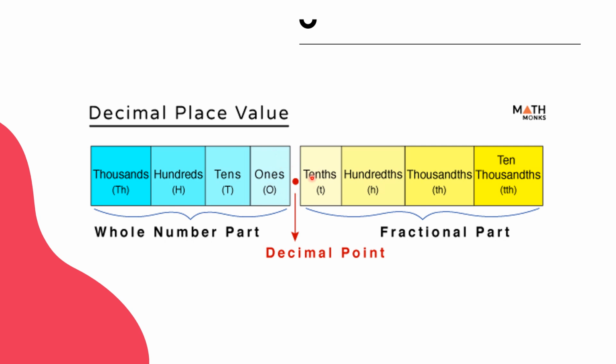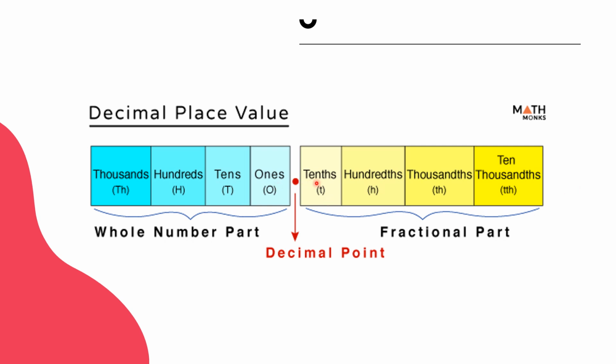So we see our decimal point here in the middle in red. To the left of the decimal point, we've got our whole number part. And to the right of the decimal point, we've got our fractional part. Whenever we're moving to the left from the decimal point, we've got the ones, tens, hundreds, thousands, and so on for our whole number part. To the right of the decimal point, we've got our tenths, hundredths, thousandths, and ten-thousandths, and so on.